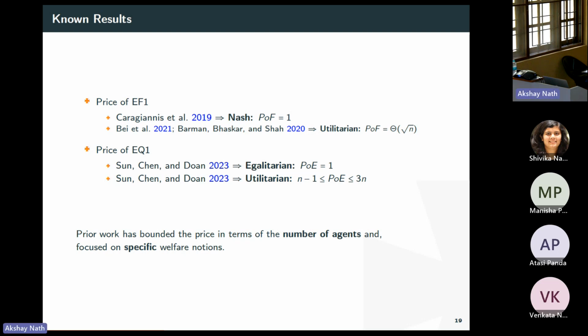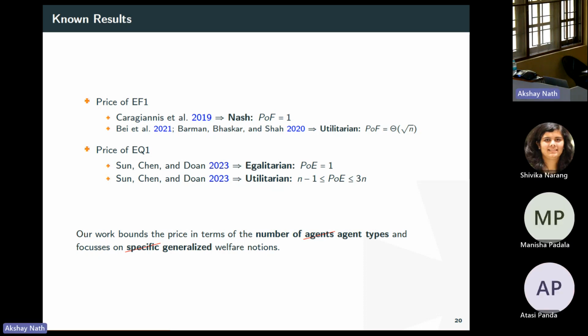Recently, there was work of Sun and others who established the price of egalitarian EQ1 as 1 and utilitarian as linearly dependent on the number of agents. One common thing about all these prior works is that they focus on the number of agents. So all the ratios are in terms of n, and they focus on specific welfare notions. What we do in our work is focus on the number of agent types, which are defined in a moment, and we focus not on specific welfare notions but on generalized p-mean welfare notions, which encapsulate these specific notions as their subcases. The egalitarian result is for normalized.